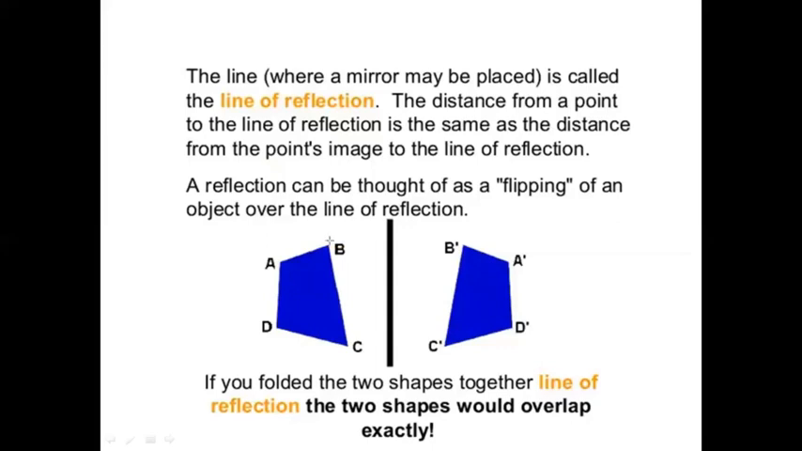Okay, so this is point B of the object. Now, the distance of point B to the line of reflection, or the axis of reflection, should be equal to the distance of point B of the image to the line of reflection. It should be equal. Same is true with point A. Point A of the object should be equal also to the distance of point A of the image.